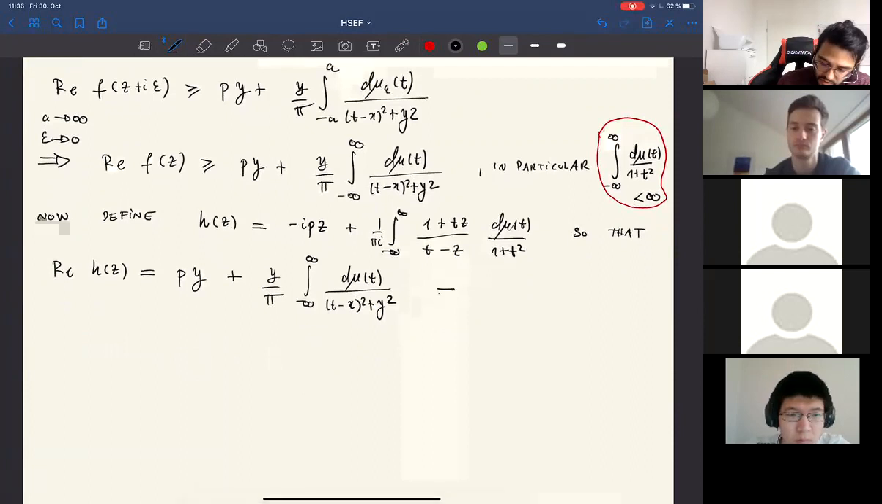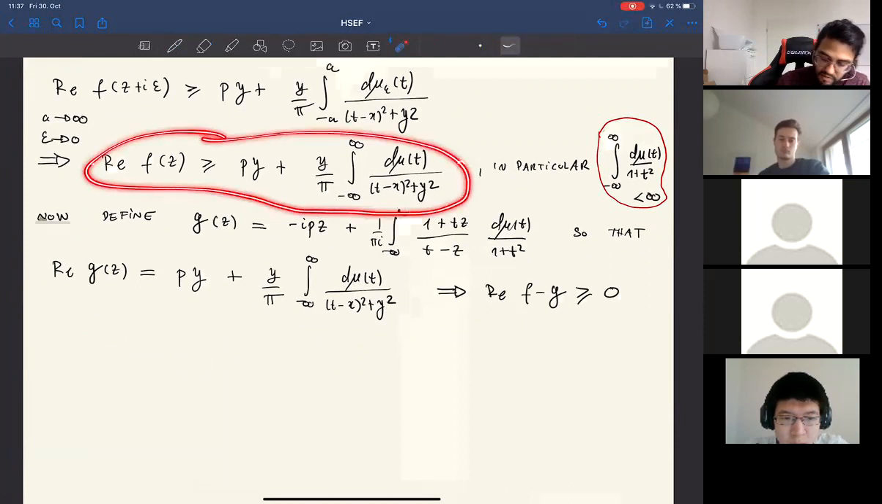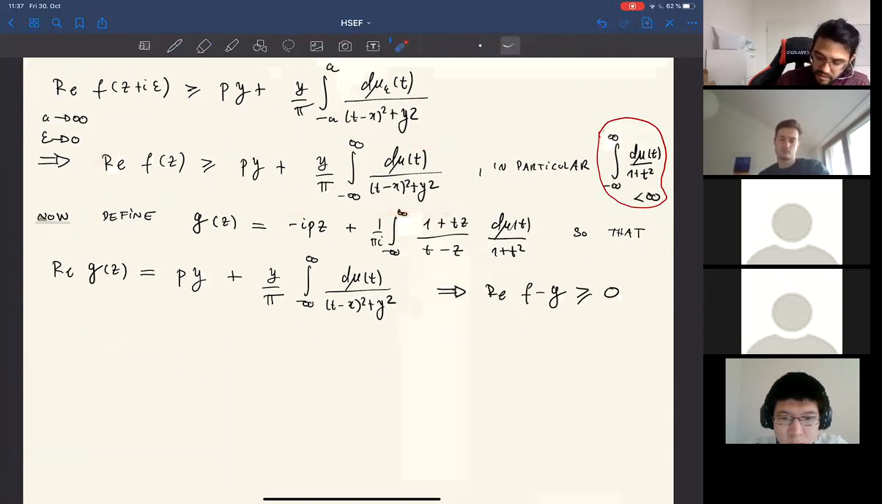So then we conclude that the real part of f minus h. Oh, this is not h, this is supposed to be g. So changing your notes, this is supposed to be g. I follow my notes here carefully. So this guy is greater or equal than 0, just because of this inequality we just showed. So we have that. Okay, but what else?